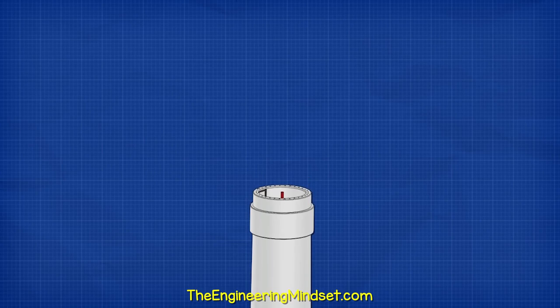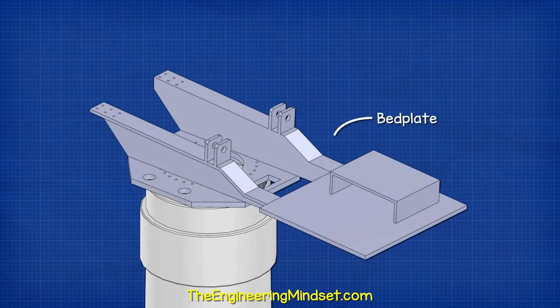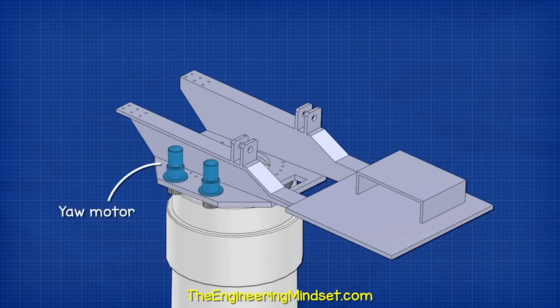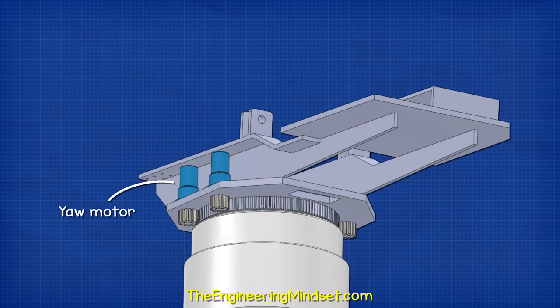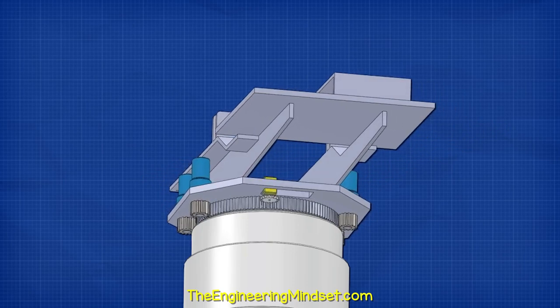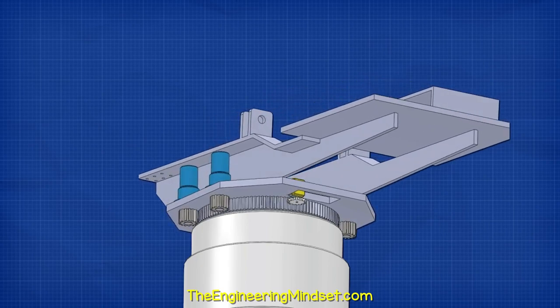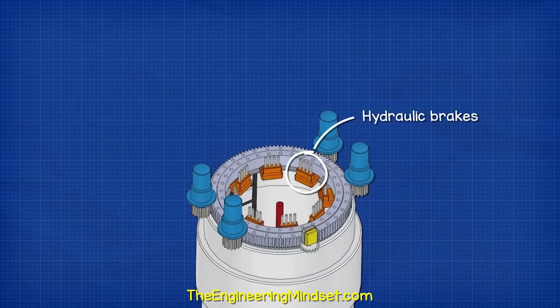On the top of the tower, we find a large bearing and a ring gear. Attached to this bearing is the bed plate, and this is the main support. A set of yaw motors are bolted onto the bed plate and their gears interlock with the large bearing gear. This will control the direction of the turbine. A small encoder counts how far the turbine has rotated. I'll explain this part later on in the video. We also find a set of hydraulic brakes and a large disc brake which will hold the turbine in position.